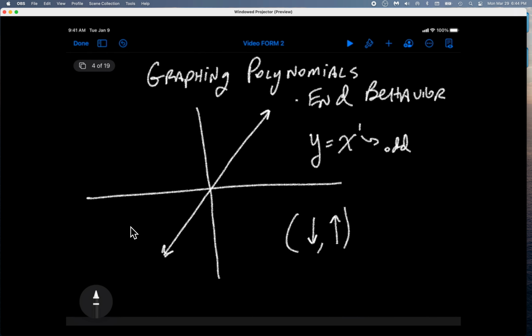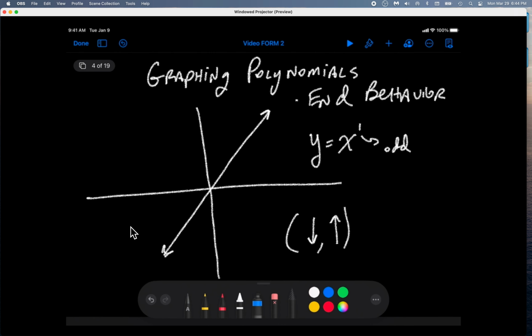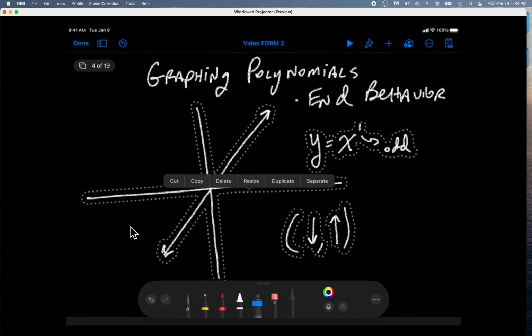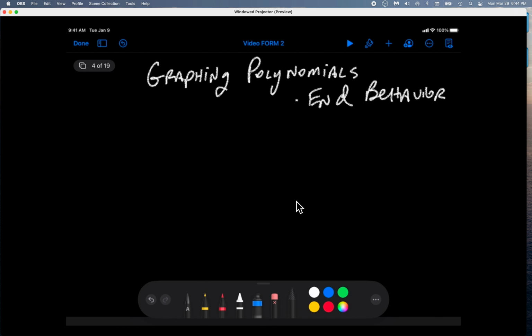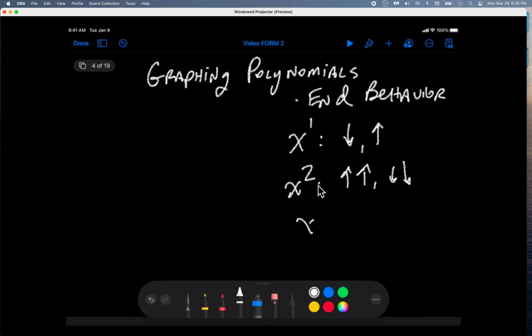It turns out, ladies and gentlemen, that these two graphs, y equals x to the first and y equals x squared, are going to be the key to determining end behavior, in my opinion, of these polynomial graphs. Now, there are plenty of charts out there where they'll have x to the first, down, up, x squared, up, up, or down, down, x cubed, down, up, down, etc.